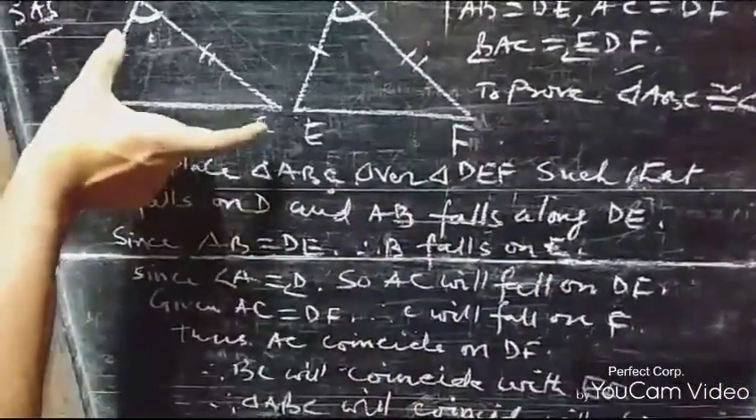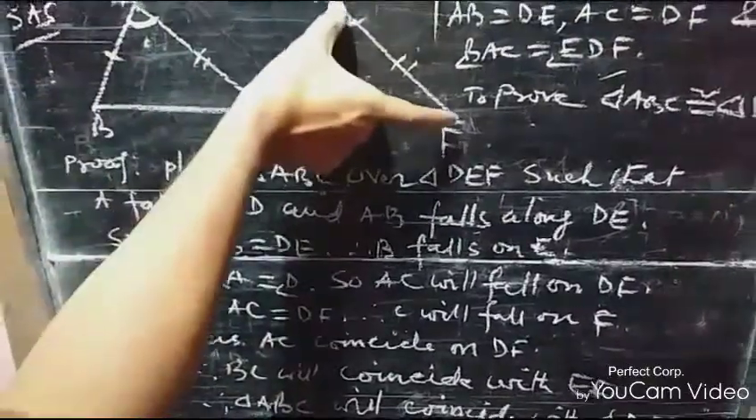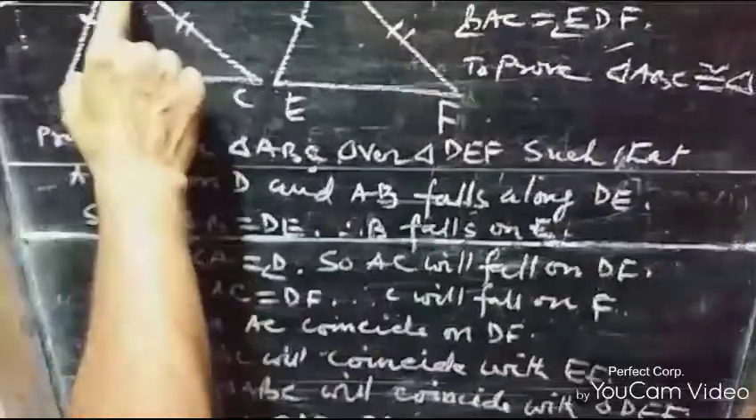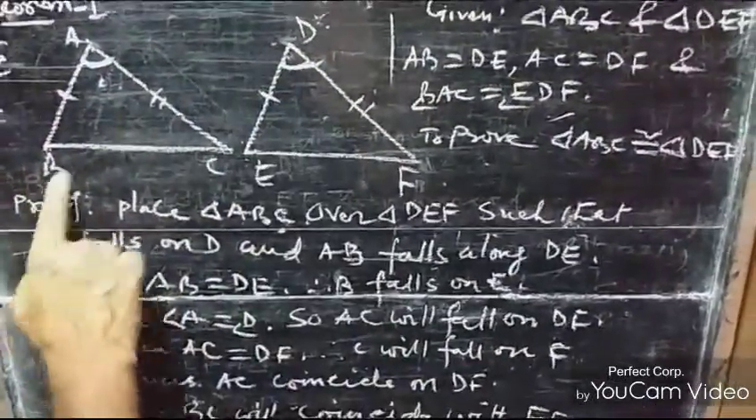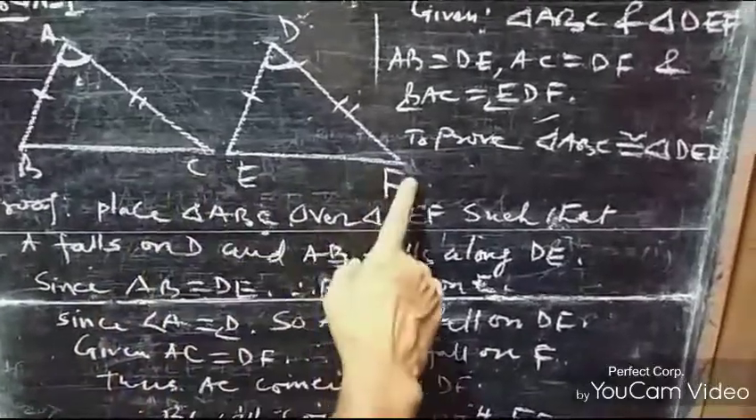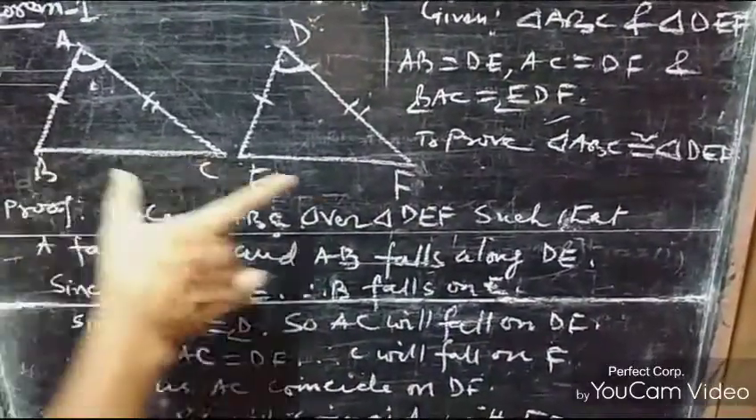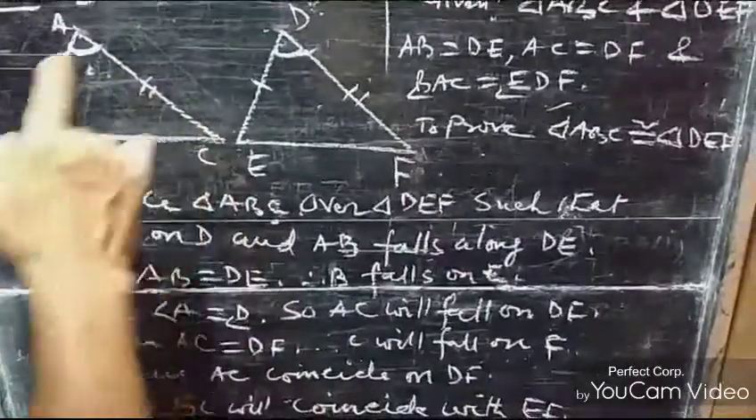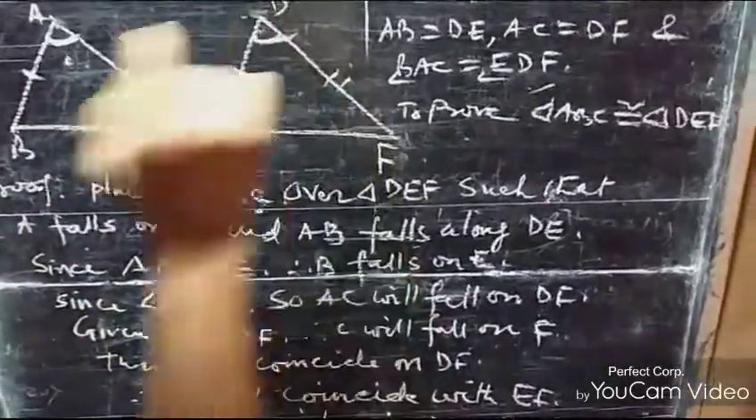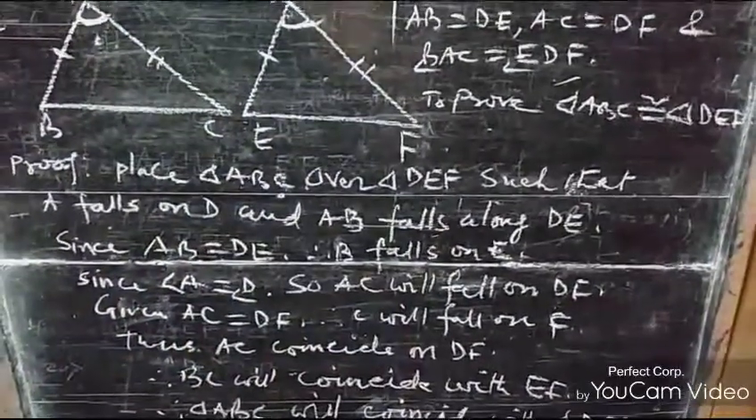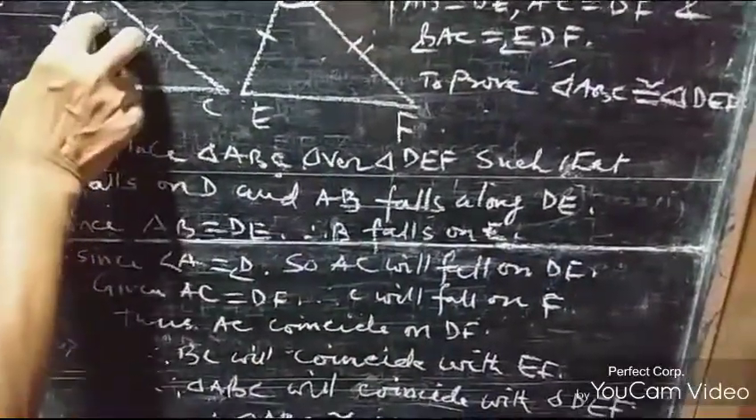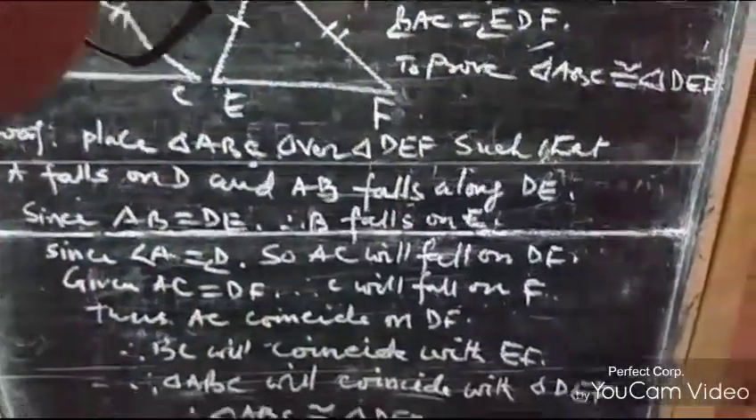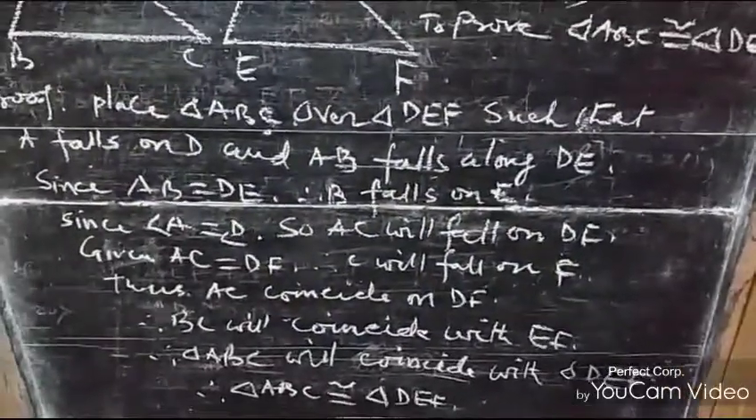Thus AC coincides with DF. Now AB coincides with DE, point B coincides with E, and point C coincides with F. So therefore BC coincides with EF. Then all the sides of triangle ABC coincide with triangle DEF. So we can say triangle ABC and triangle DEF are congruent to each other. This is the proof.